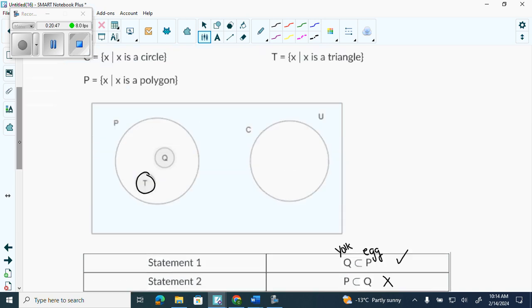And then T and P equal T. So I want the overlap between T and P. What's the overlap between T and P? T. So this is true.